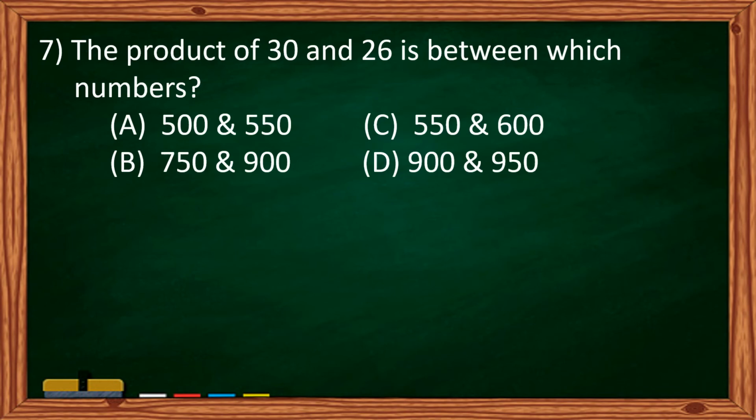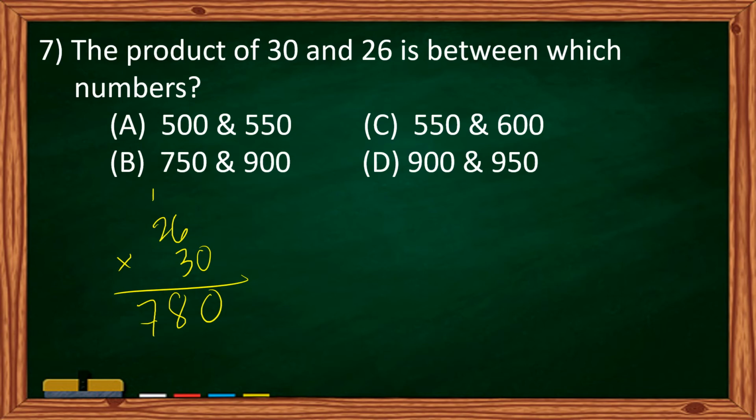Okay, so number 7 is one of the easiest items or problems in this particular activity. What you're going to do is just to get the product of 30 and 26. Okay, and then identify mo the product is between which numbers. So 26 times 30. So ito, i-bring down ko lang yung 0. So 3 times 6 will give you 18. Carry 1. 3 times 2 is 6. Plus 1 is 7. So we are given 780.